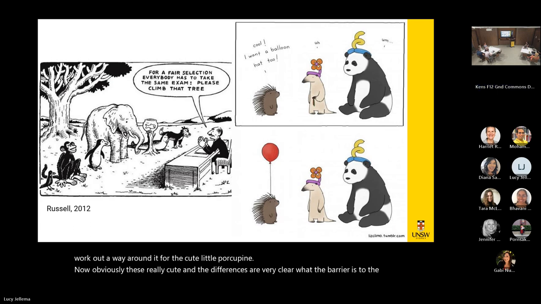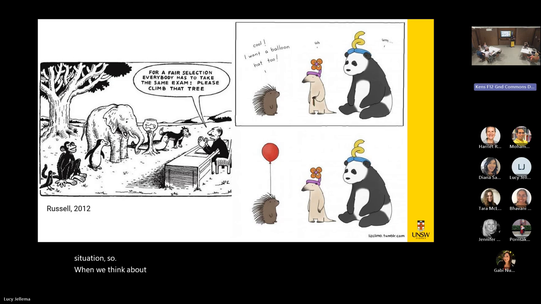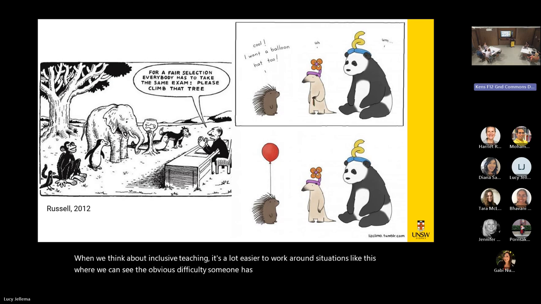So when we think about inclusive teaching, it's a lot easier to work around situations like this, where we can see the obvious difficulty. If someone has a broken arm, you're not going to make them do a written exam because that's unfair. Just like they're not going to put a balloon on the porcupine that's immediately going to pop. But when we have barriers that are not as easy to see, when we think about invisible disabilities, when we think about caring responsibilities, when we think about other things that come into the context of considering our students and their backgrounds, that is a lot harder for us to cater for because we can't see it.